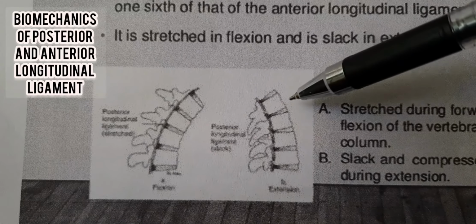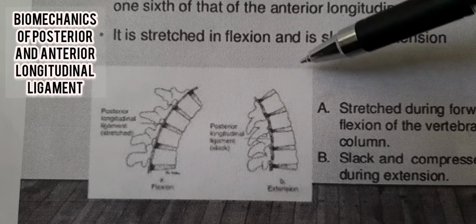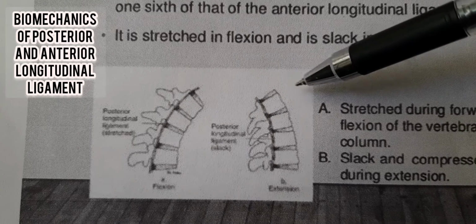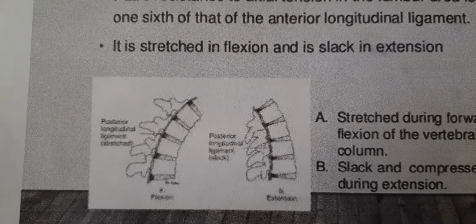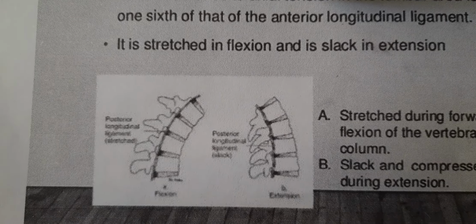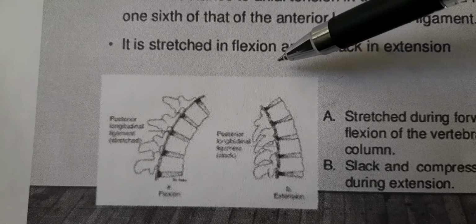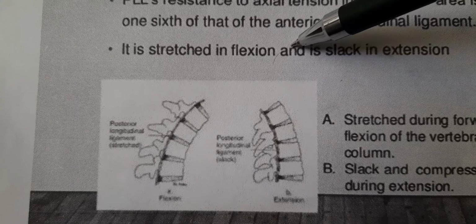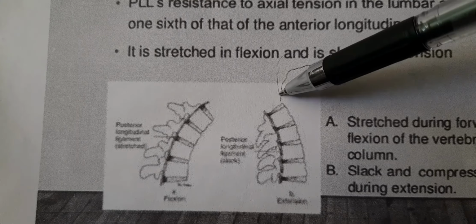In this diagram I am going to explain the biomechanics of the posterior longitudinal ligament and the anterior longitudinal ligament. Before that, I hope you know what flexion of the vertebra and extension of the vertebra are. If you don't know, I will explain. Flexion of the vertebra is basically moving forward. Extension of the vertebra is moving backward.